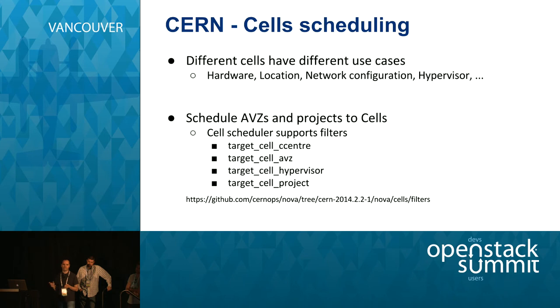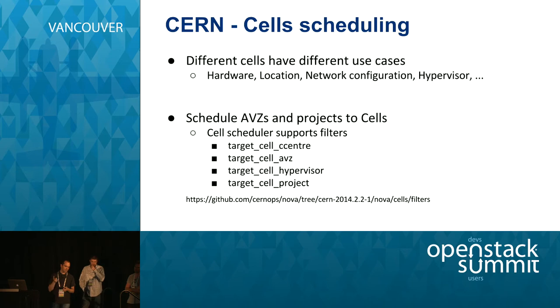Child cells have the capacity to expose capabilities to the parent. So we use that feature basically to inform the Nova cell scheduler of the capabilities that the child has. And we also use metadata that the user can provide when booting an instance.